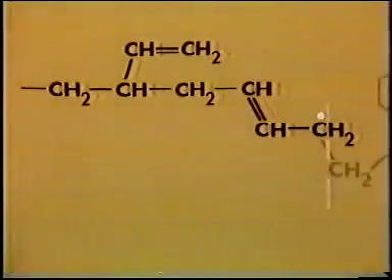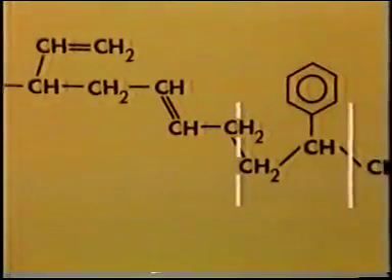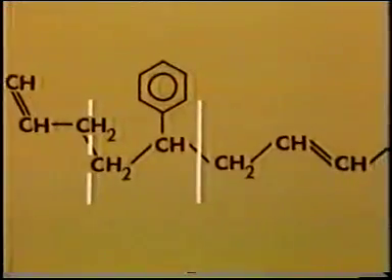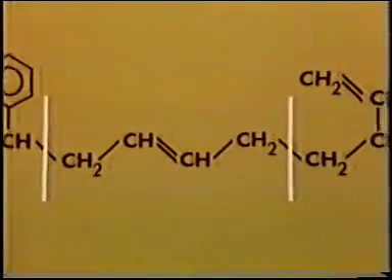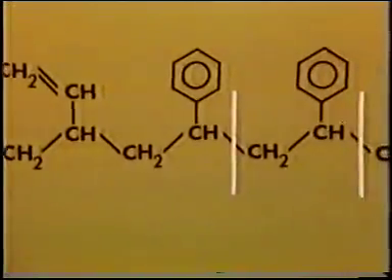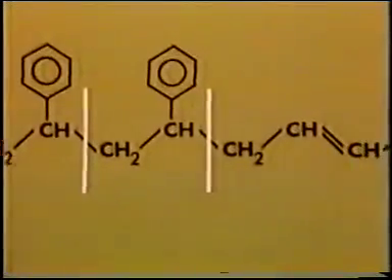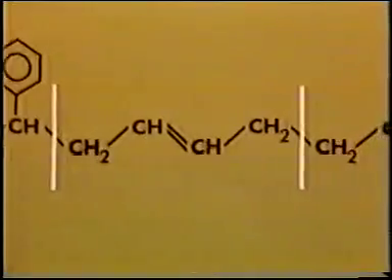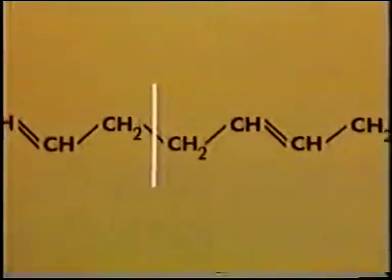The product is a random copolymer consisting of 30% styrene and 70% butadiene. 2/3 of the butadiene in the completed molecule will be in the 1,2 configuration and the remainder in 1,4. The isomers are scattered randomly throughout the long molecular chain.